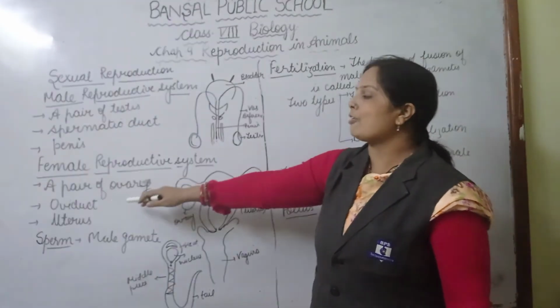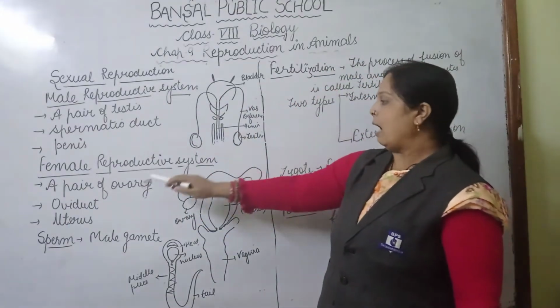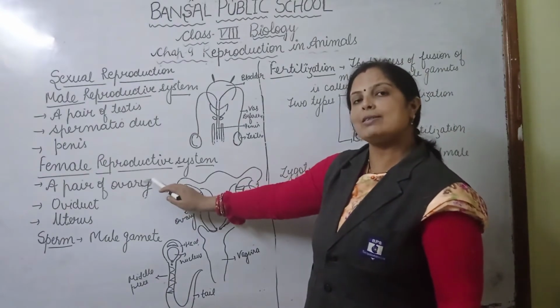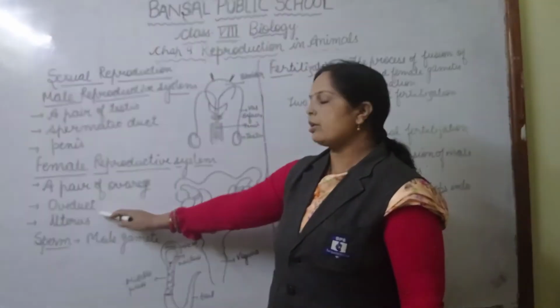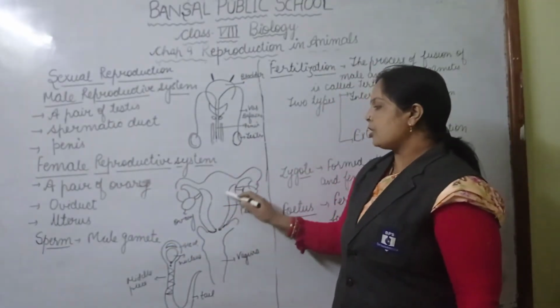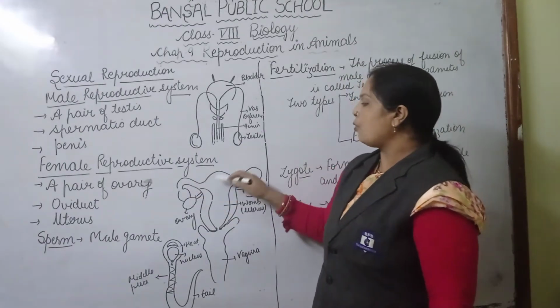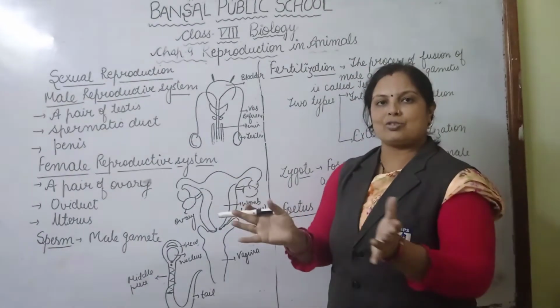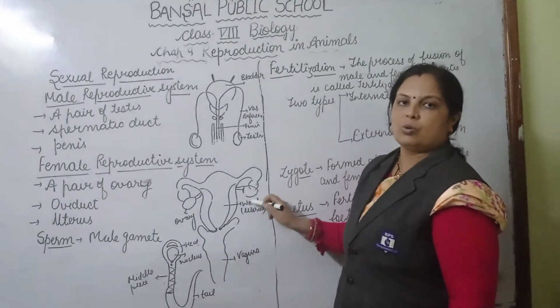So what is the main function of the fallopian tube or oviduct? Fertilization takes place there. And what is the function of the ovary? The ovary releases the egg. Clear? And the uterus. The uterus is a pear-shaped structure. In other words, both oviducts lead into a bag-like, pear-shaped structure, known as the womb or uterus.